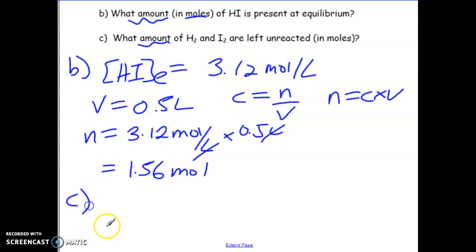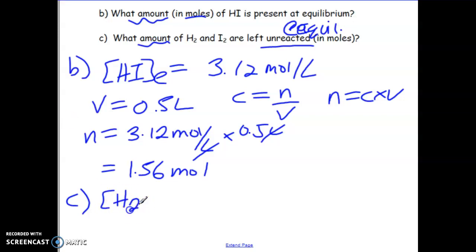For part C, you're pretty much doing exactly the same thing, because the amount of hydrogen and iodine that are left unreacted is essentially the same thing as saying at equilibrium, right? They're saying once the reaction seems to be completed, which we know really it's in equilibrium, so it's continuously going back and forth, but they want to know how much reactant is remaining.